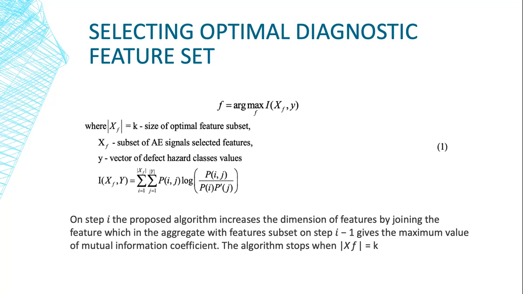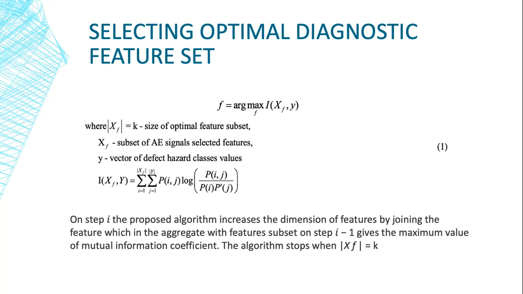So in current paper, we propose a greedy feature selection method together with the maximum mutual information criterion. The value of mutual information determines how close the joint distribution of the feature subset is to the product of their marginal distribution. So the problem of feature selection with this criterion is formulated as follows on the slide. Each step of the proposed algorithm increases the dimension of the feature set by joining a feature from the rest subset of step i minus one that gives the maximum value of mutual information coefficient.